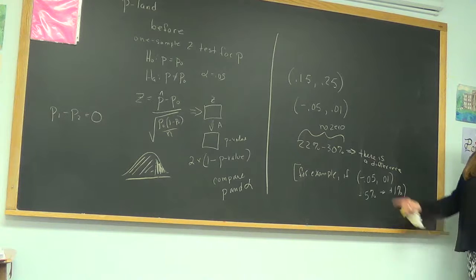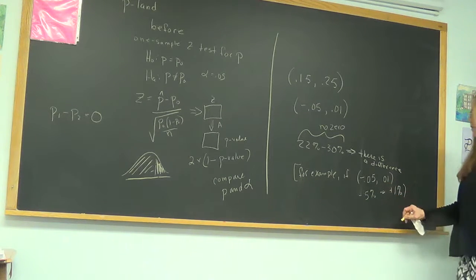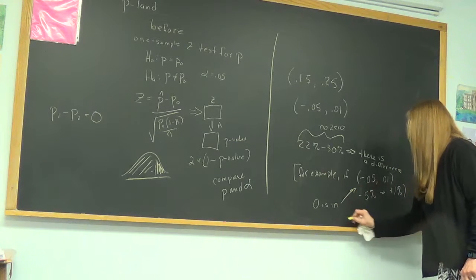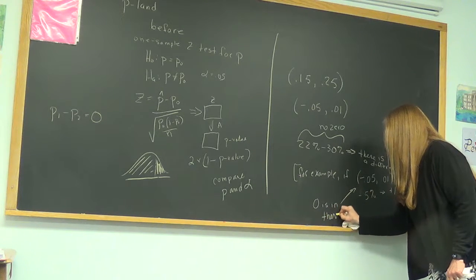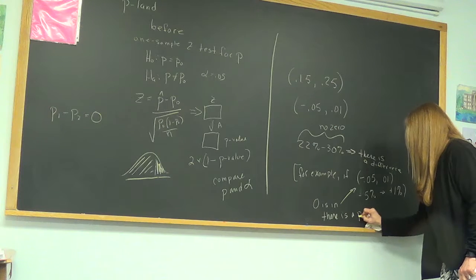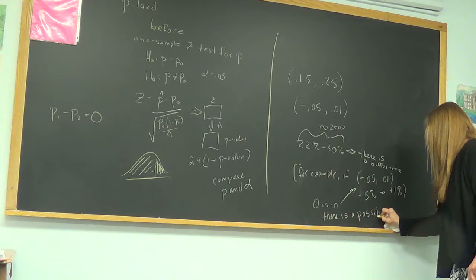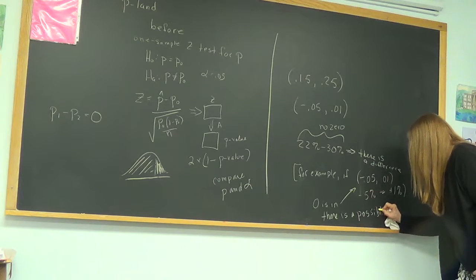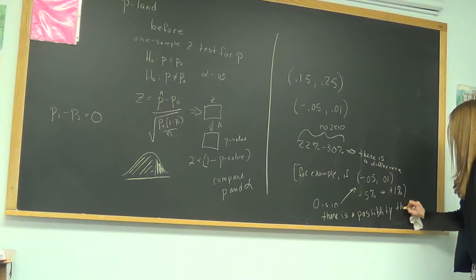For example, if this is a confidence interval, 0 is in there. So there is a possibility that there is no difference.